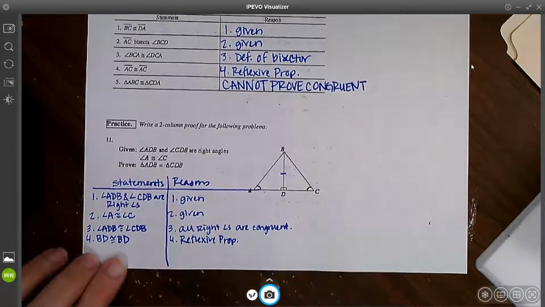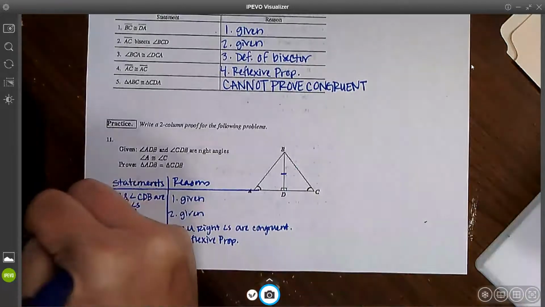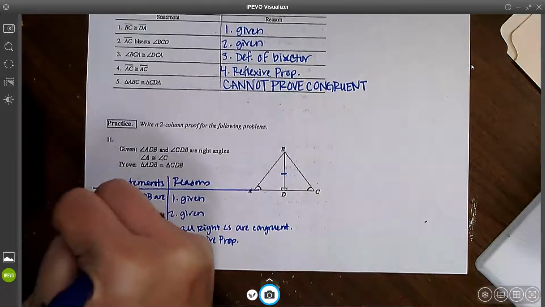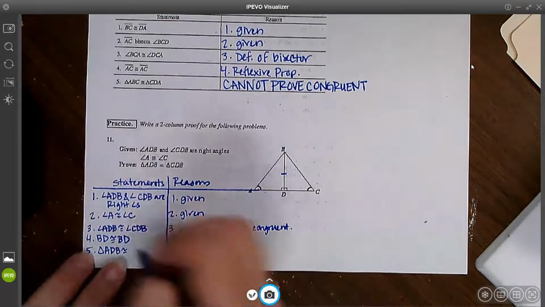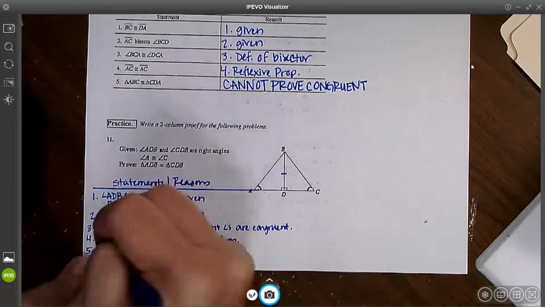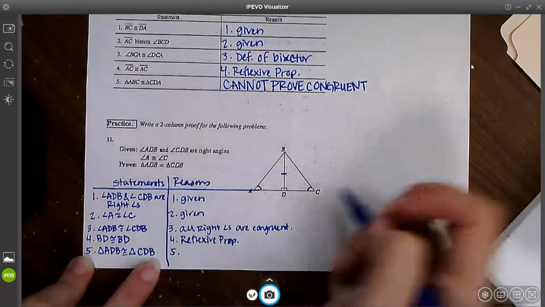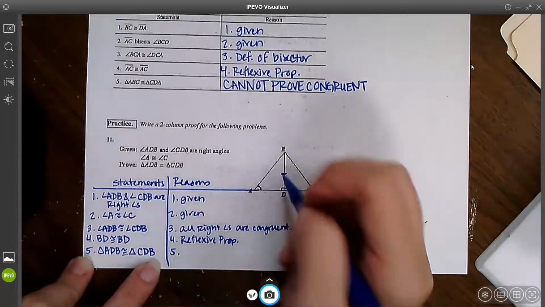Now we can prove these triangles are congruent by angle, angle, side. So, triangle ADB, and you pretty much always want to write this the way that it has it when it says to prove it, is congruent to triangle CDB. And again, angle, angle, side.